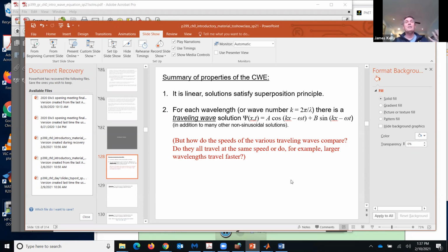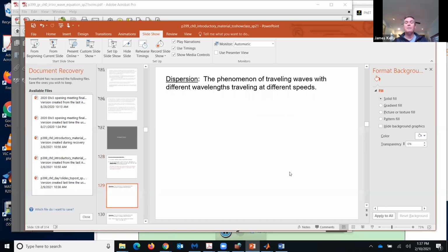In other words, we're going to call them wave equations only if they have traveling wave solutions. But just because they have traveling wave solutions doesn't mean each wave travels at the same speed. And we're going to find out that's certainly not true for the Schrodinger equation. It has traveling wave solutions, but they don't all travel at the same speed. It's a dispersive wave equation. Okay, so dispersion is the phenomenon of traveling waves of different wavelengths traveling at different speeds.